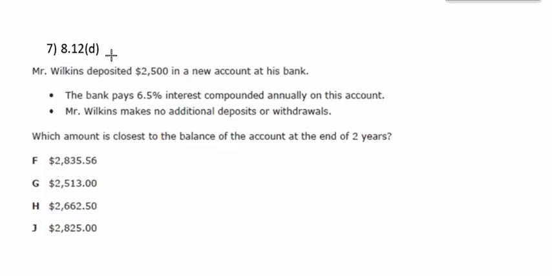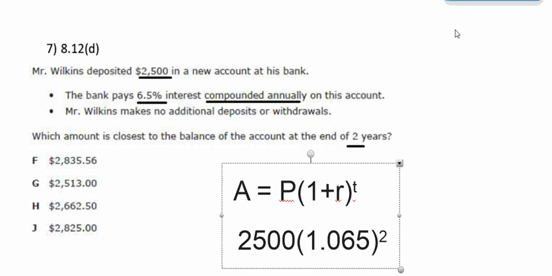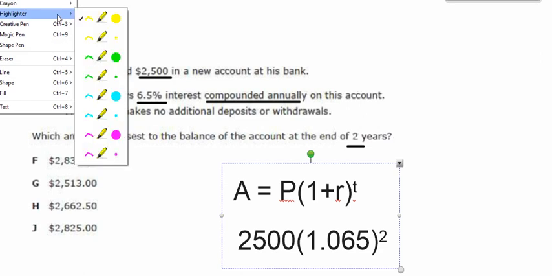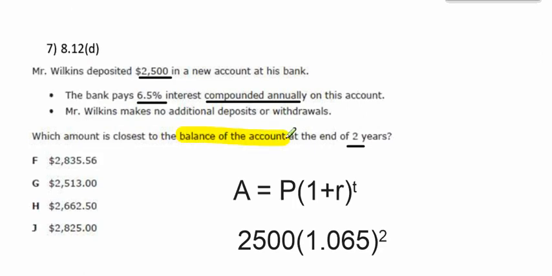Number 7, I haven't done any pre-work there. Let me pause it and do some work for you first. All right, number 7 was very straightforward because it's asking for the balance or total amount. I'm going to highlight that again. Balance of the account, and A is the total balance. So you just had to use the compound formula, and you get F.